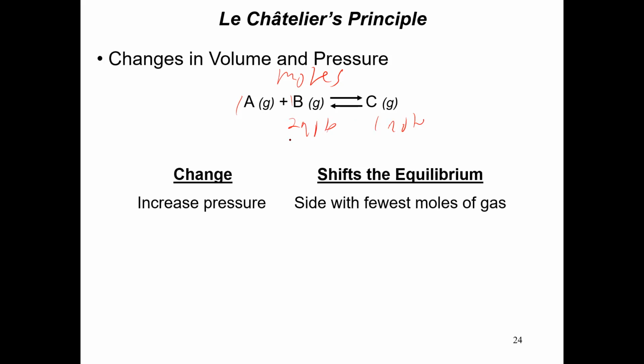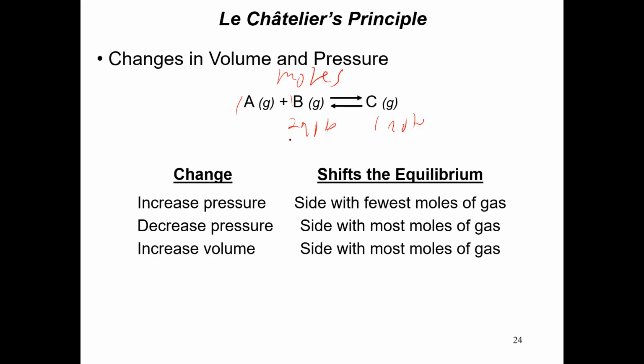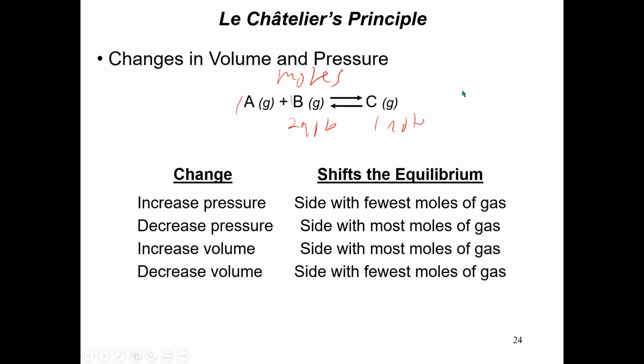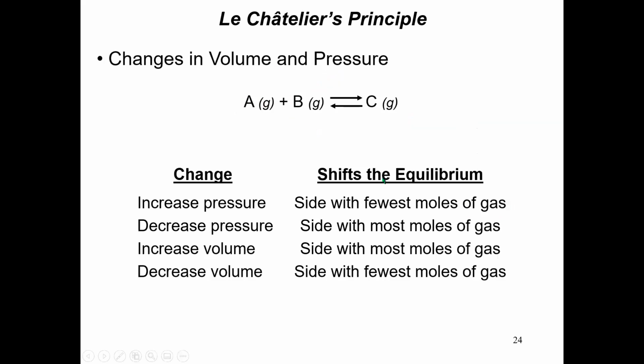So that'll shift to the side with the fewest moles of gas. If you decrease the pressure, it'll go to the side with the most moles of gas. You increase the volume, side with the most moles of gas. Decrease the volume, side with the fewest moles of gas. So it's all based on moles again. Very important.